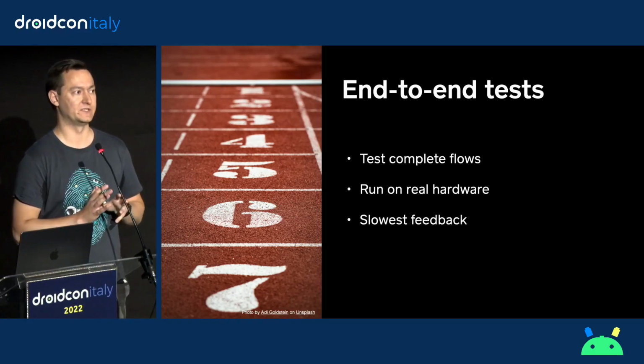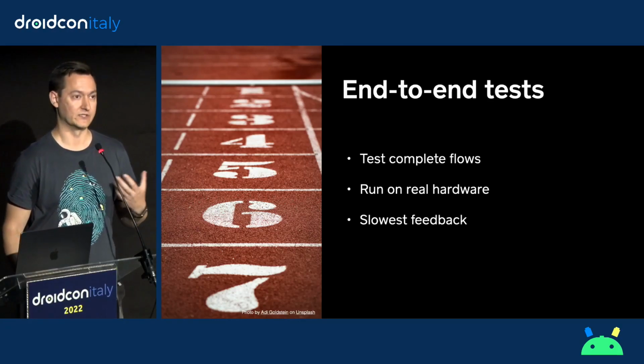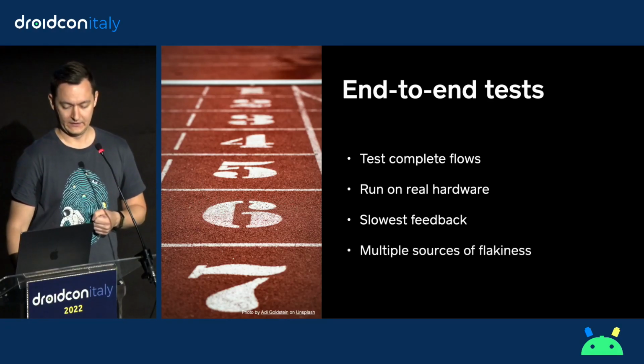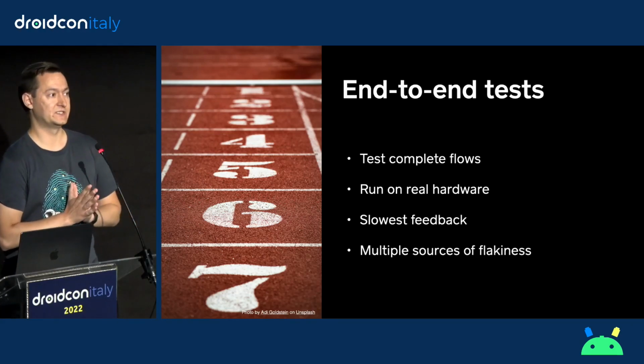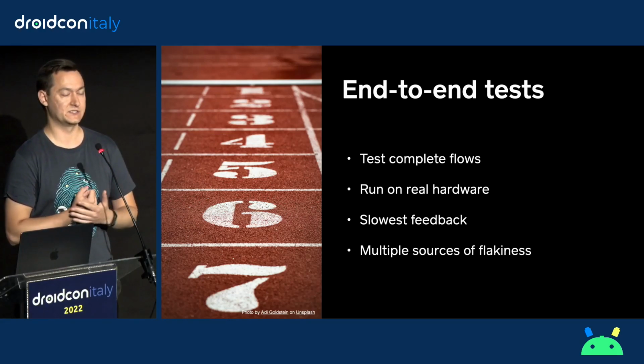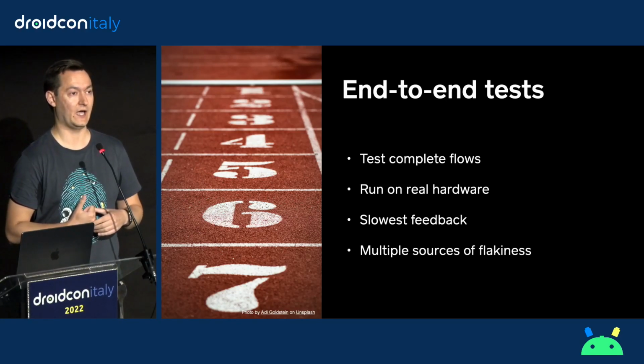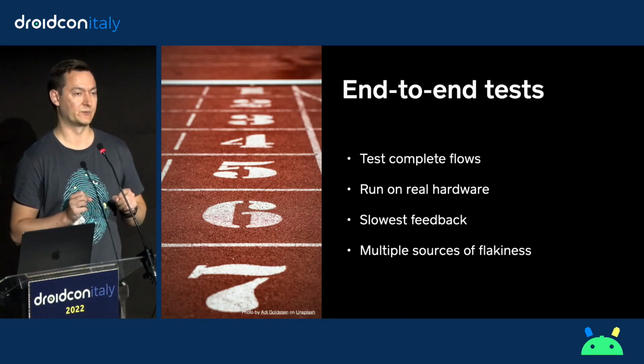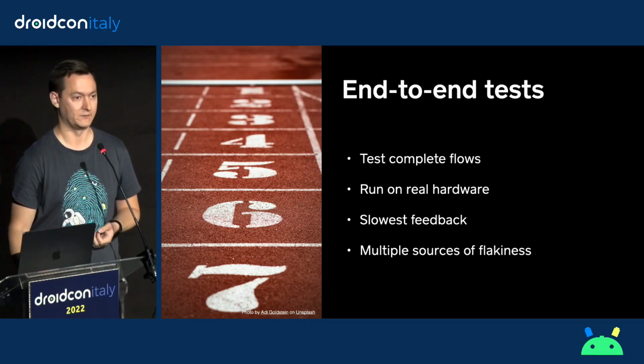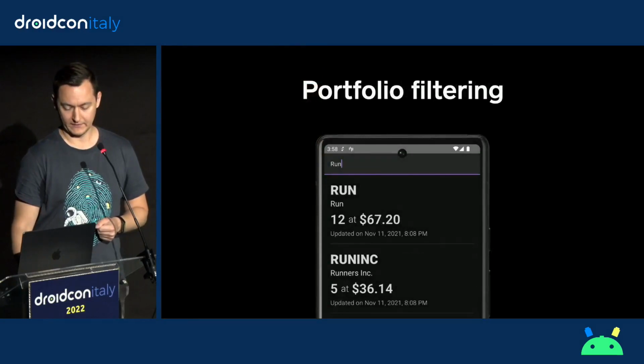And the feedback you will get from end-to-end tests is the slowest because it actually runs an application flow. And also for end-to-end tests, one of the concerns is that there are multiple sources of flakiness. It's a real device, so anything can happen. So those tests will probably sometimes just fail for reasons unrelated to any bugs in your code.